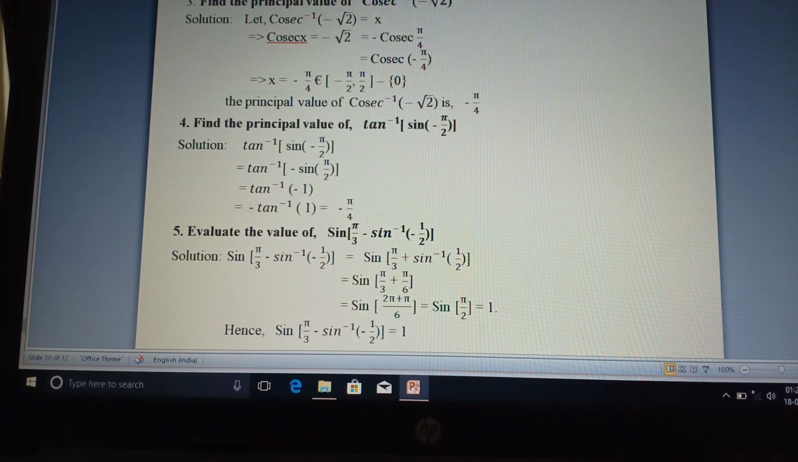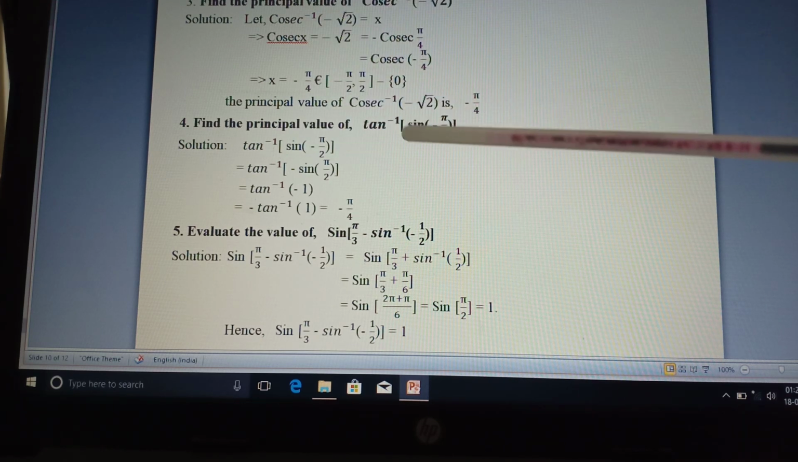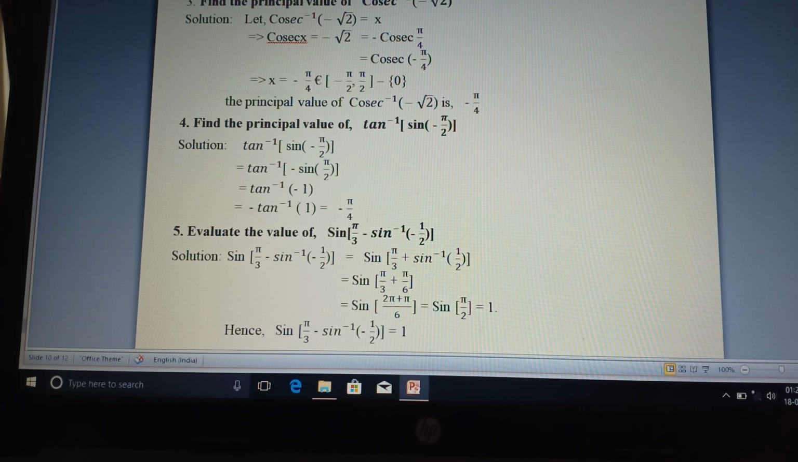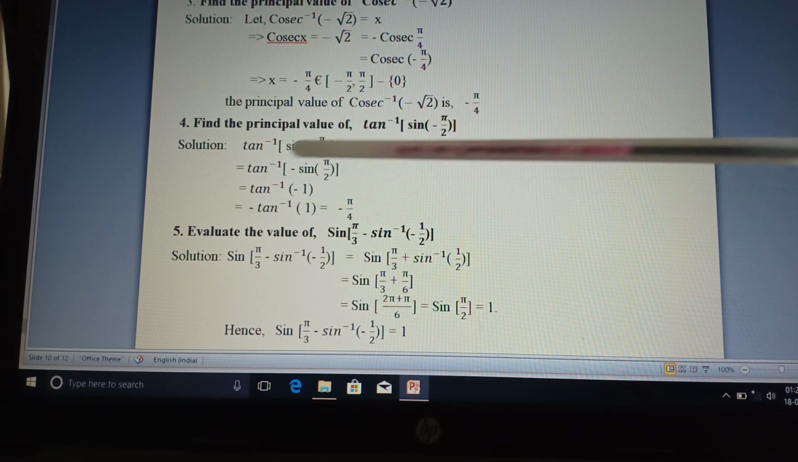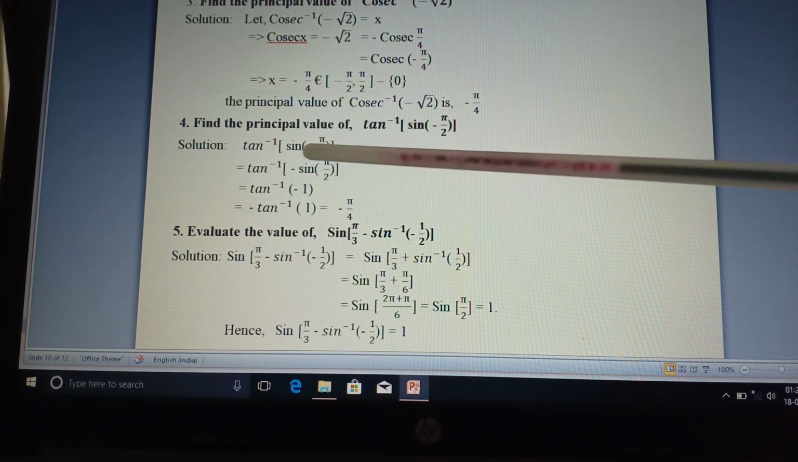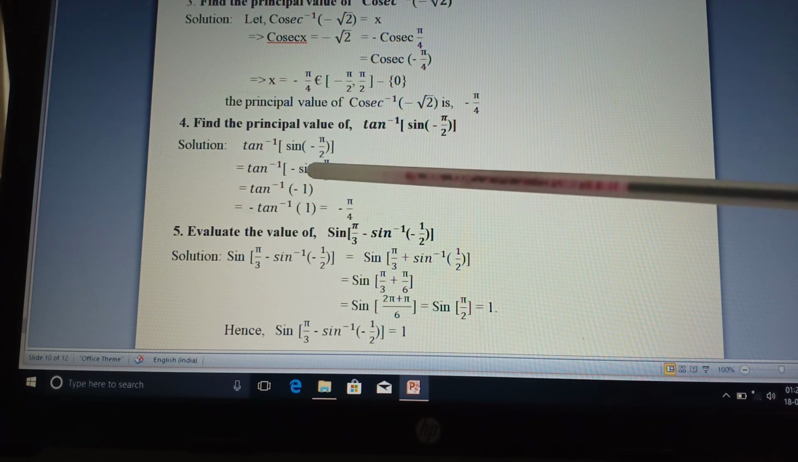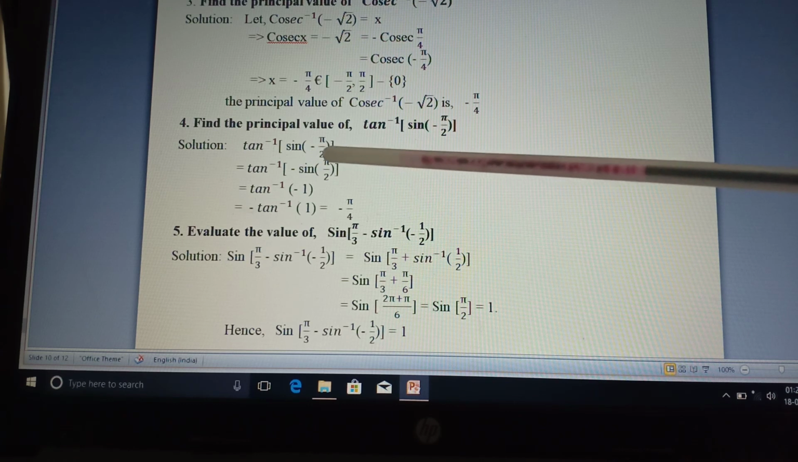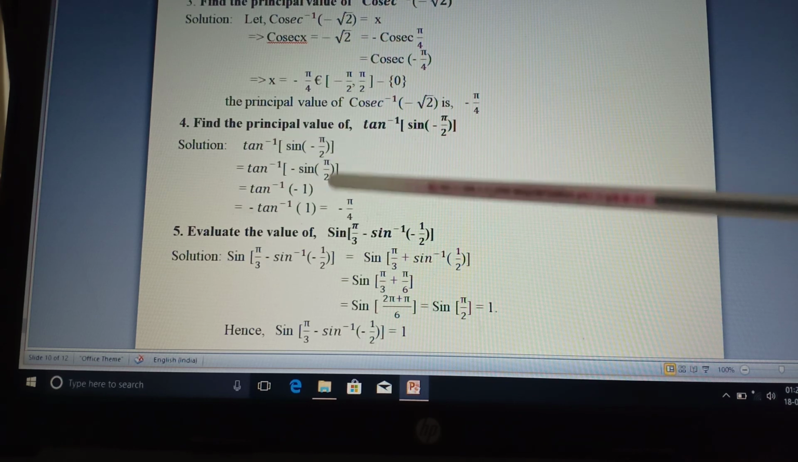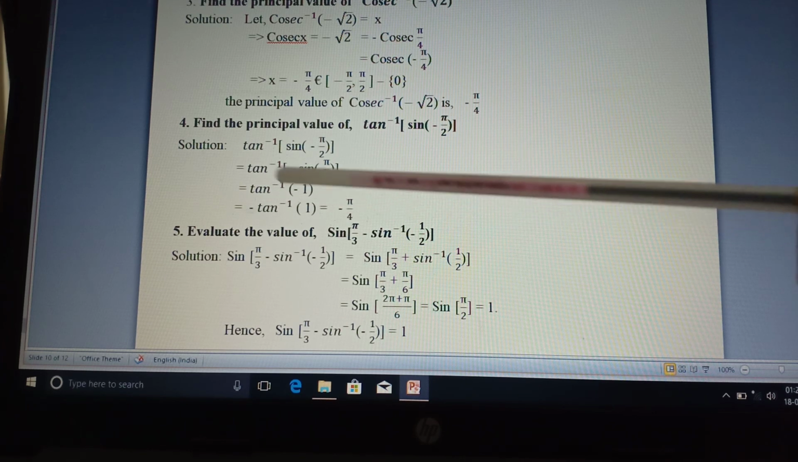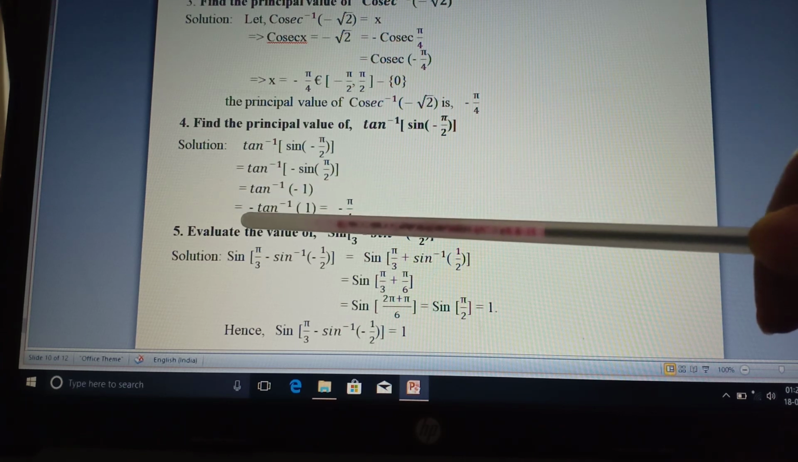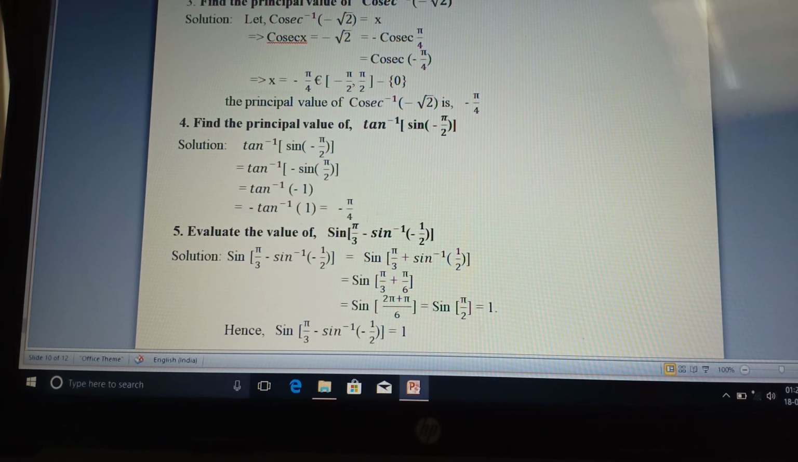Another question you can see on the screen: tan inverse of sine of minus pi by 2. In this type of question, what do we have to do? First we keep this minus outside. You can write sine minus x is minus sine x, so minus sine pi by 2. Sine pi by 2 is 1. So tan inverse of minus 1. Again you can keep minus outside tan inverse 1, which is minus pi by 4.